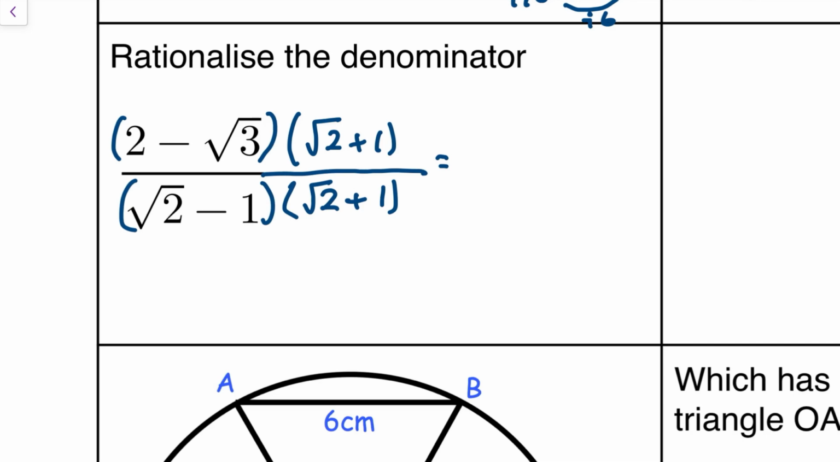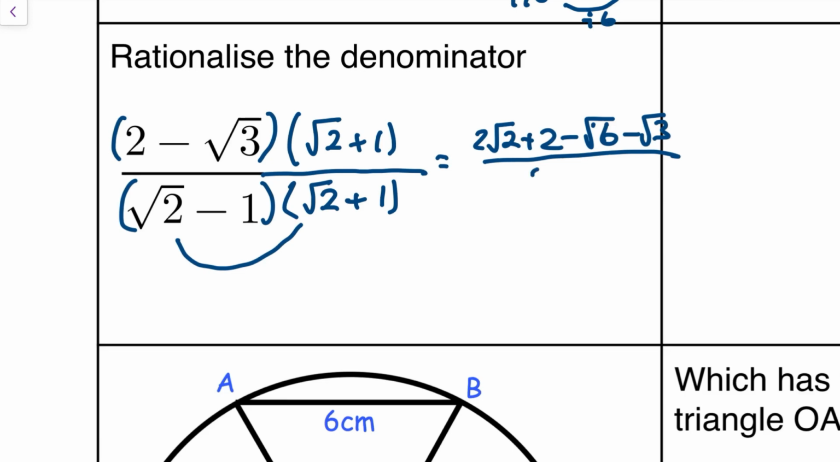Expand very carefully. So 2 times root 2 is 2 root 2. 2 times 1 is 2. Minus root 3 times root 2 is root 6. And minus root 3 times 1 is minus root 3. So this isn't going to be super neat, is it? I'm going to divide that by, well, it's difference of 2 squares.